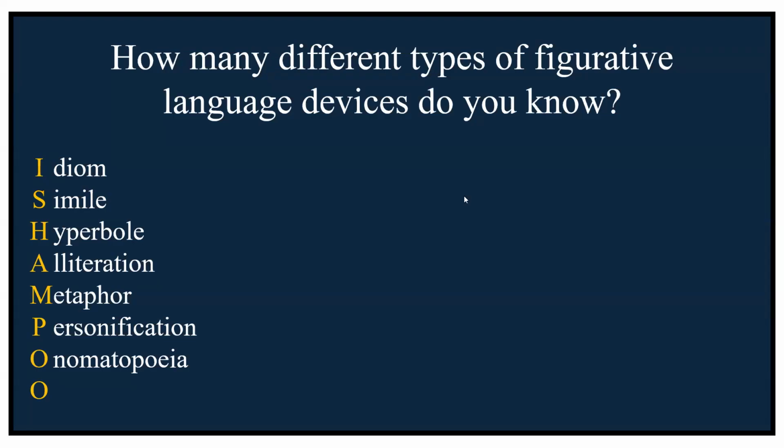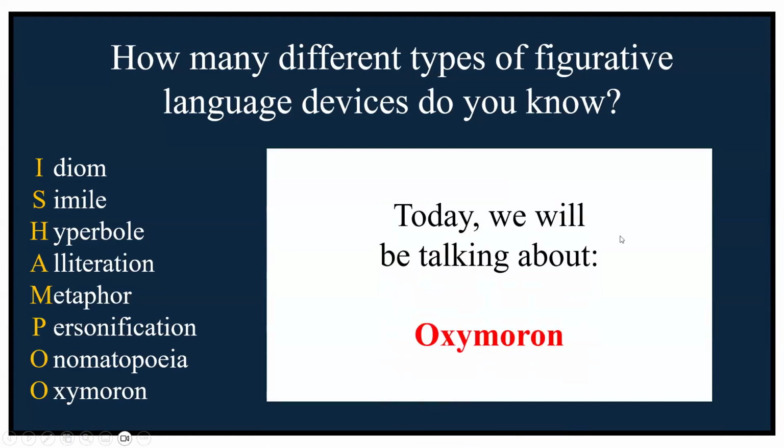So let's go to Ragnar. Ragnar, what's the final O? Oxymoron? Perfect. Now, do you know what an oxymoron is? This is a bit tough, this one. No problem. All right, so oxymoron, guys. If only we were learning about oxymorons today. Oh wait, we are. Today we will be talking about oxymorons.